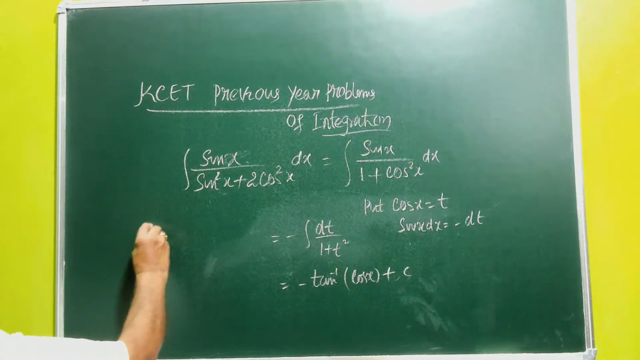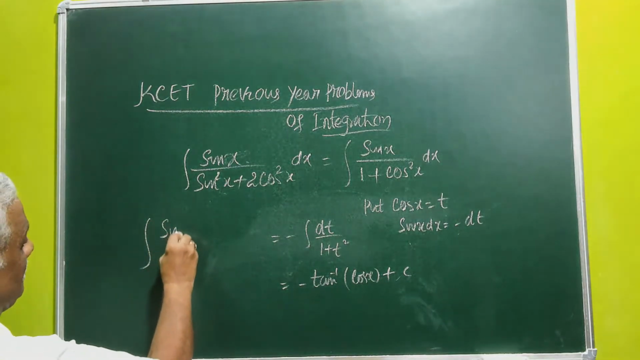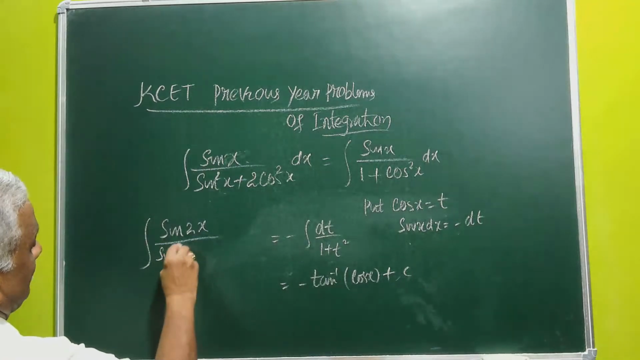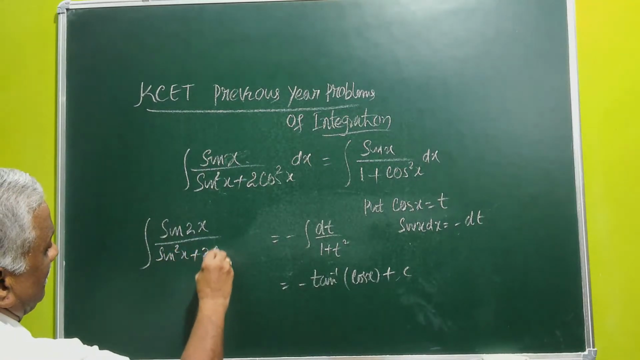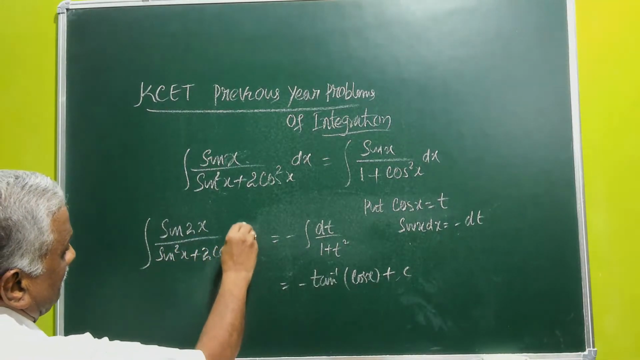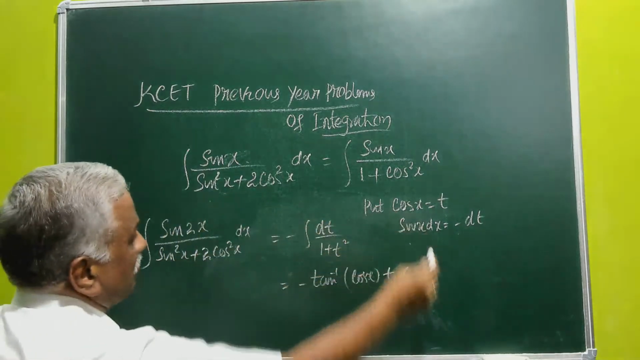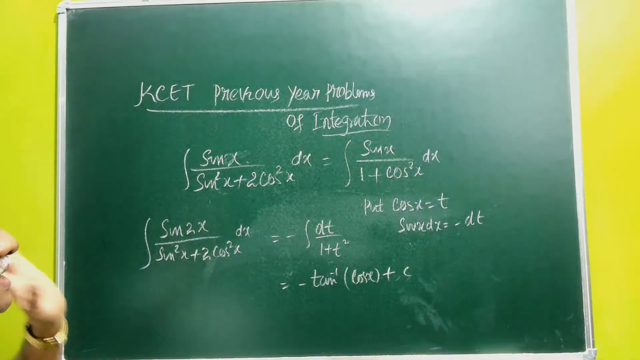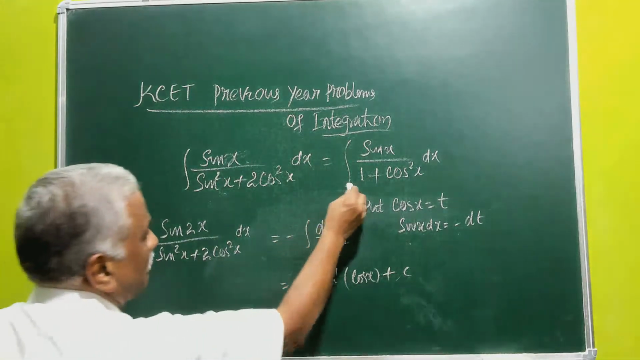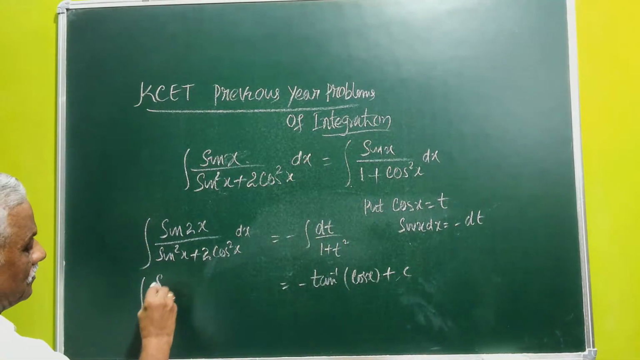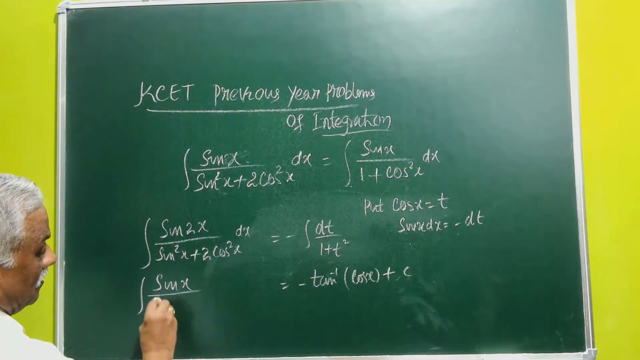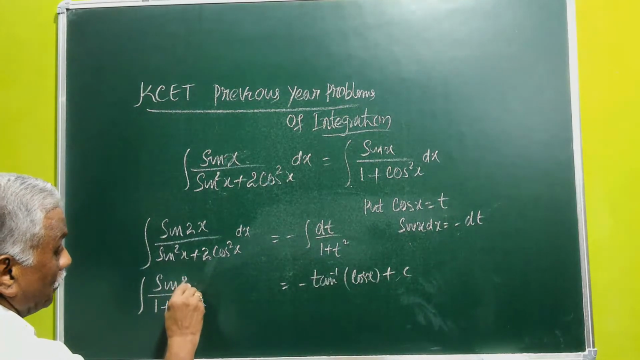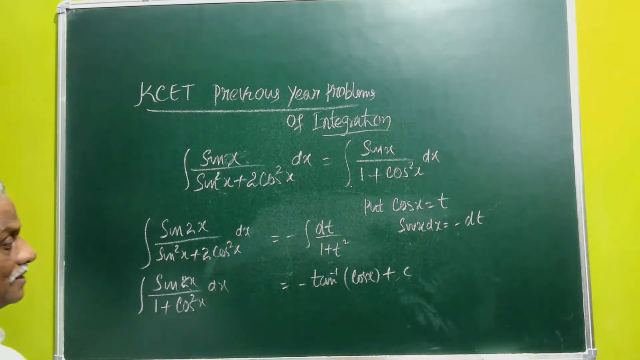Supposing the problem given is sin 2x, because there is some confusion. If it is sin x, that's the problem. Sometimes the exam will give sin 2x. In that case, the method is the same. Sin x over 1 plus cos square x. Sorry, sin 2x over 1 plus cos square x.